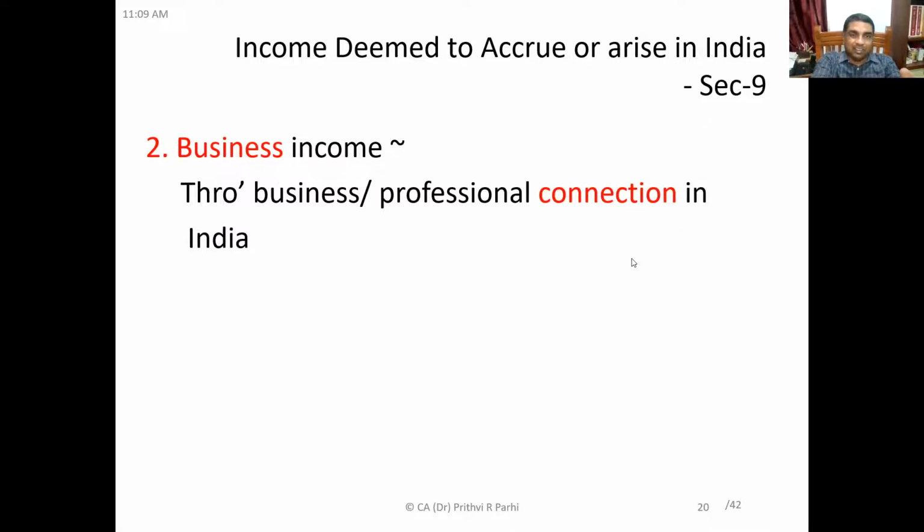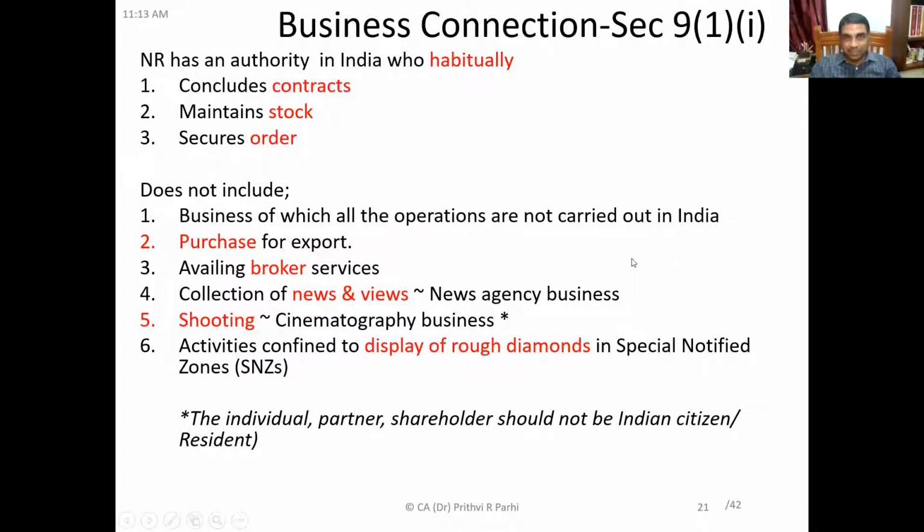Okay. Now you see, I'm giving you some example. Or you can see, which is referred in section 9(1)(i), what is business connection. So if a non-resident has authority in India who habitually concludes contracts, maintains stock, or secures orders, then you can say there is a business connection in India. That means in India, he can conclude contracts, he can maintain stock or secure orders.